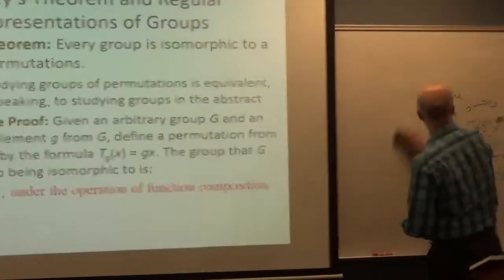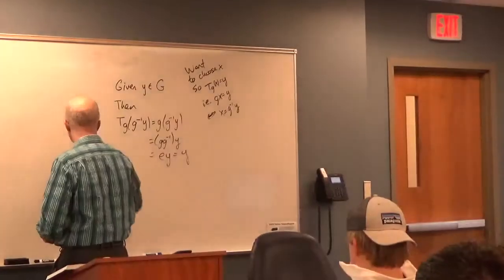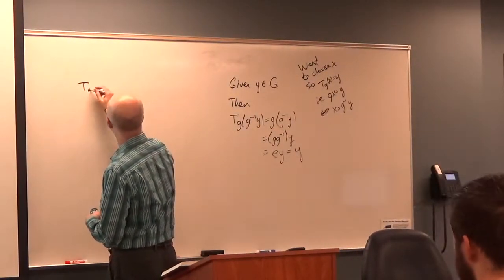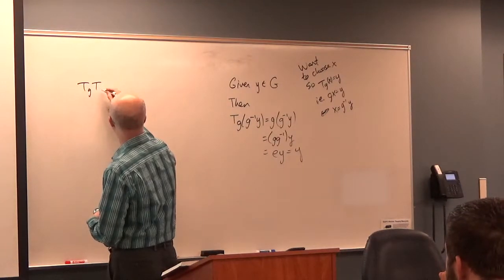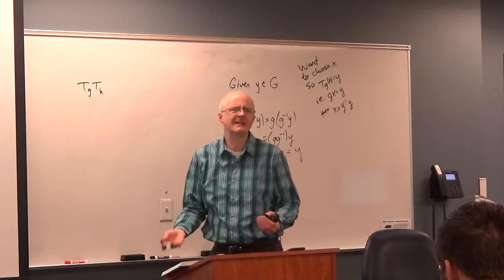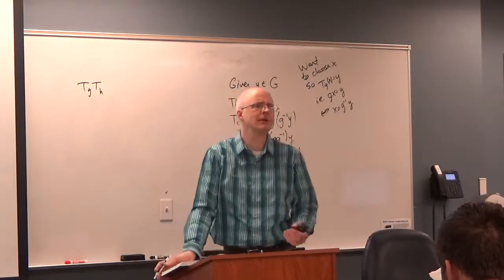How do you multiply two elements in the group? Well, you compose them. That's the multiplication. So t sub g composed with t sub h. But what does it equal? Is it something of the same form? You really do need to verify that.